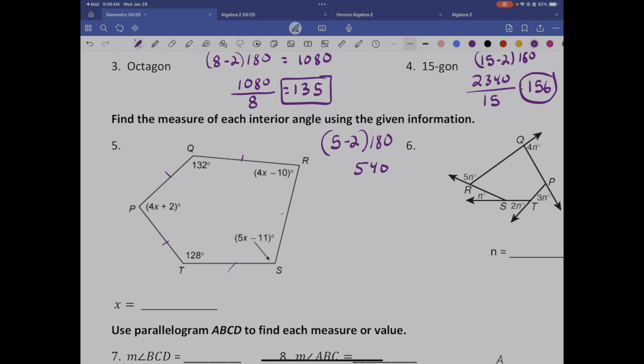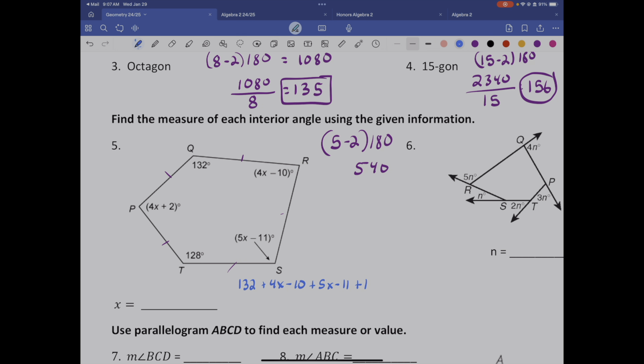I'm just going to take all the angles and add them up. So I've got 132. I'm going to move this, I'm going to run out of room quickly. I've got 132 plus 4x minus 10 plus 5x minus 11 plus 128 plus 4x plus 2. That has to equal 540. If we combine our like terms, we've got 5x, 4x, and 4x. That's 13 x's.